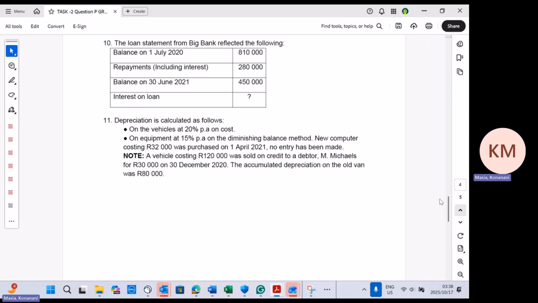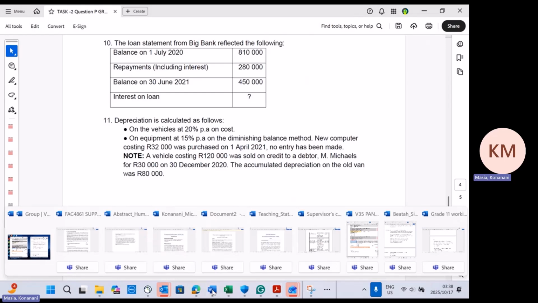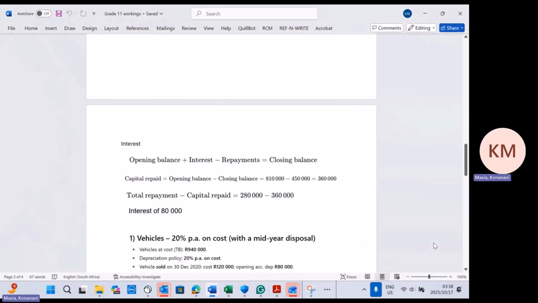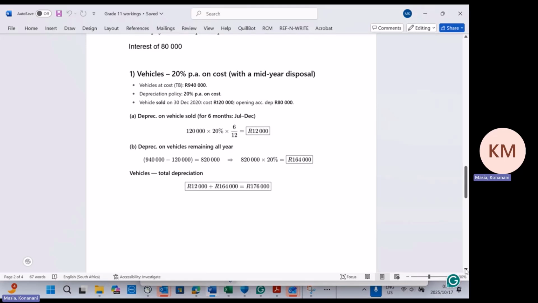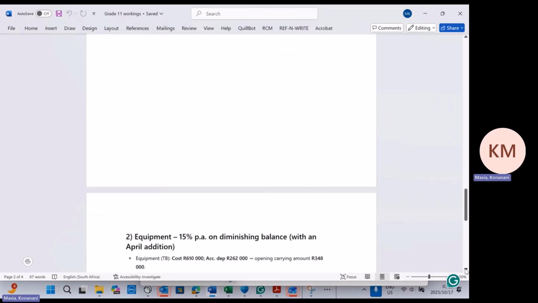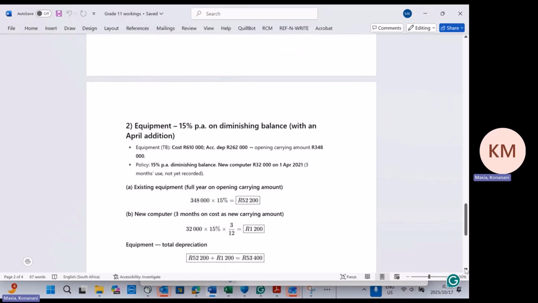It means I need to go and say my 940, whatever it was, on the equipment, and then remember you factor in your diminishing method. Then I'll do this 32,000 separately. Then you can see, let me show you how I've factored in with regards to equipment. I'm going to the only equipment so that you can see how I've done my calculation. On equipment, I want to go to equipment, diminishing method with an April addition.